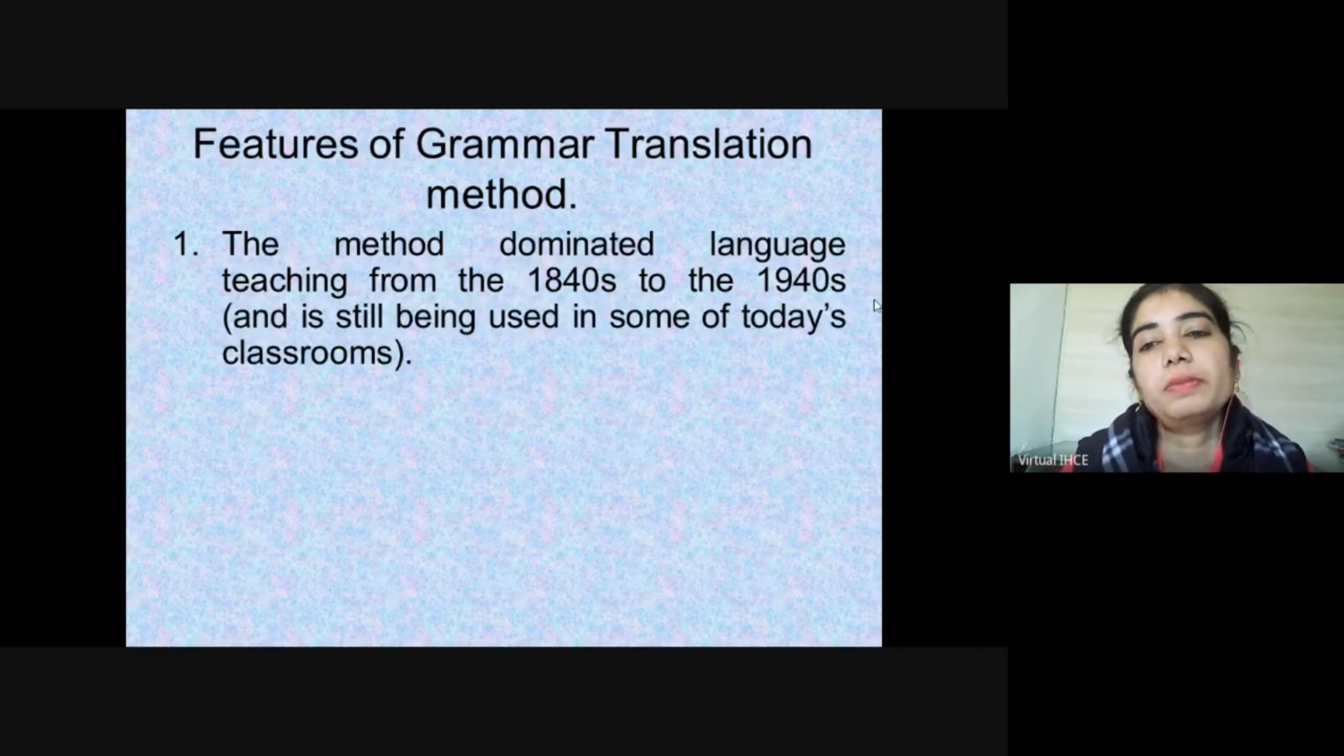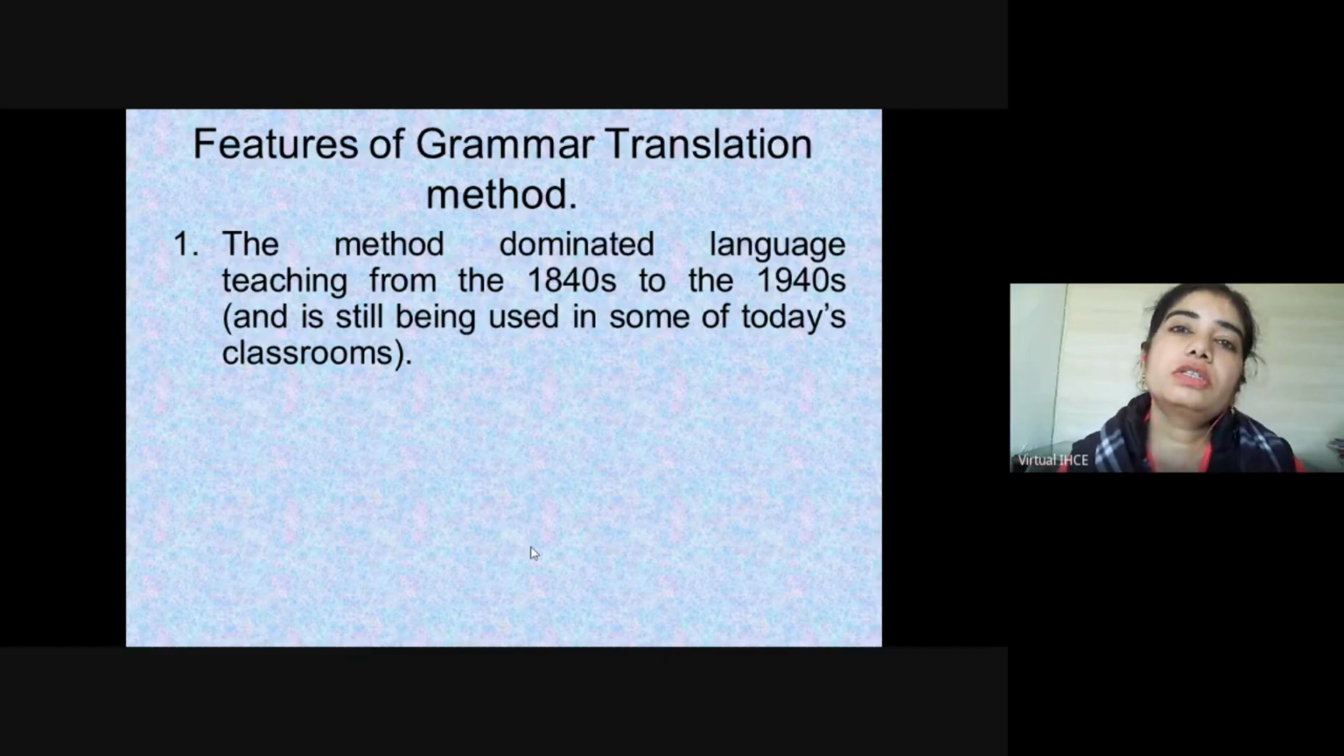The method dominated language teaching from the 1840s to the 1940s. So this was the time when grammar translation method dominated more and is still being used in some of today's classrooms. We all know that in the government schools, grammar translation method is being used, and the students translate from one language to another, and also in the exam such questions are asked in which you have to do the translation. I think you all also must have done the translation in some exam of English language or literature where you had to translate your mother tongue to English and vice versa.